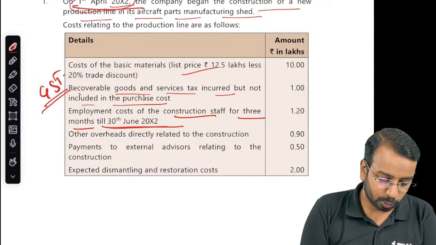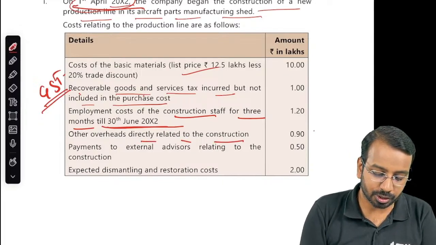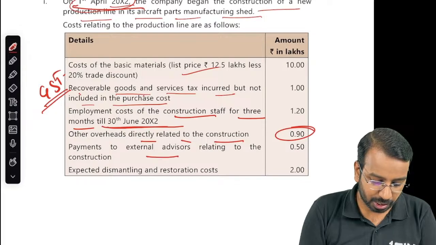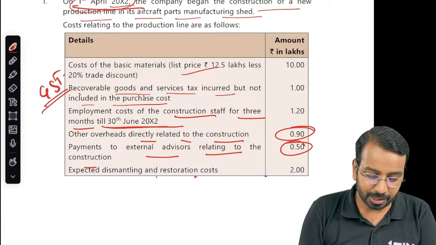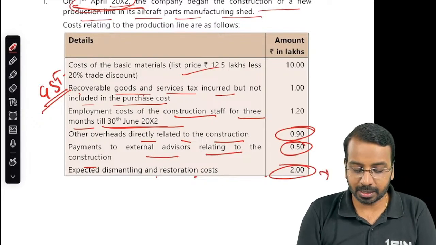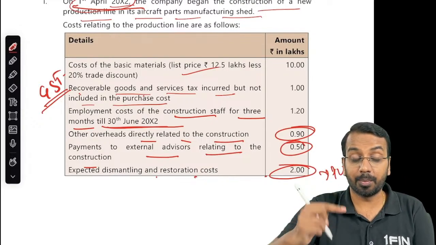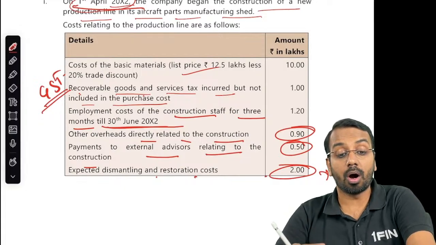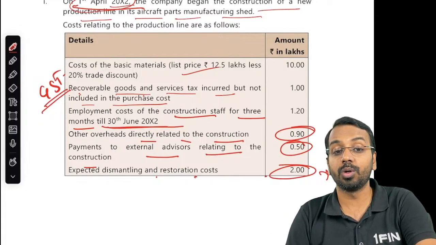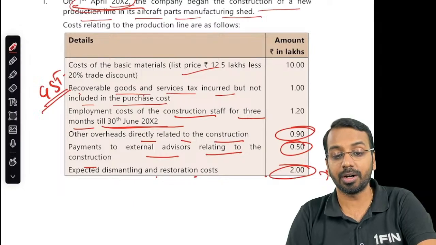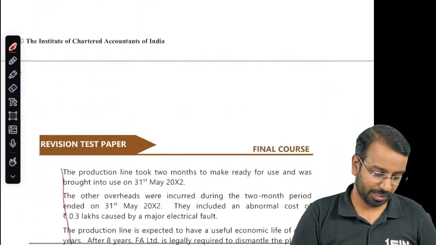Other overhead directly related to the construction, 0.90. Payment to external advisors relating to the construction, 0.50. Expected dismantling and restoration cost, 2. This has to be valued at present value. Please remember, the last question has asked us what is the initial amount to be capitalized. So that thing we have to keep in mind when we are solving this particular question. What is the amount to be capitalized, right?